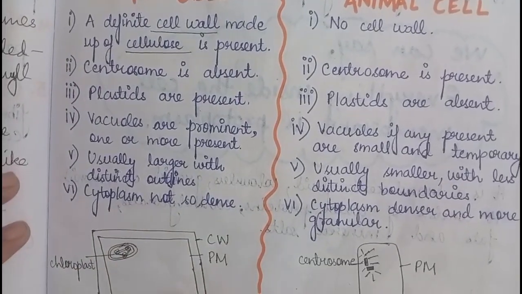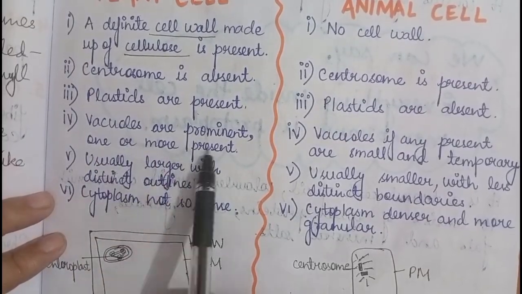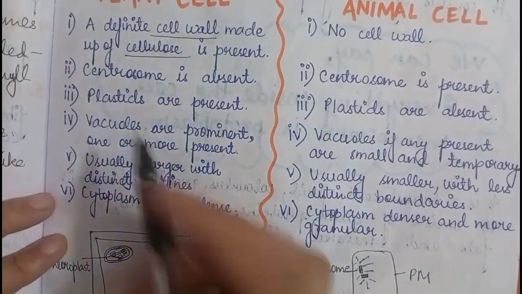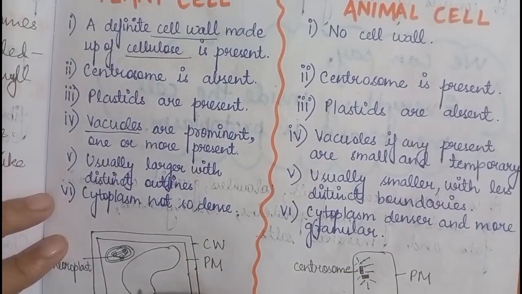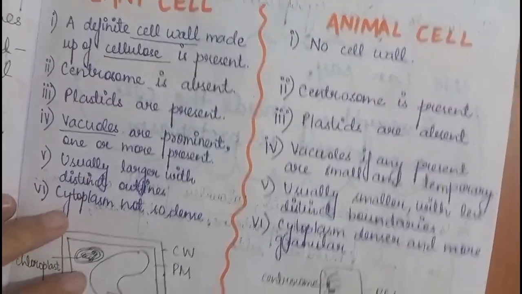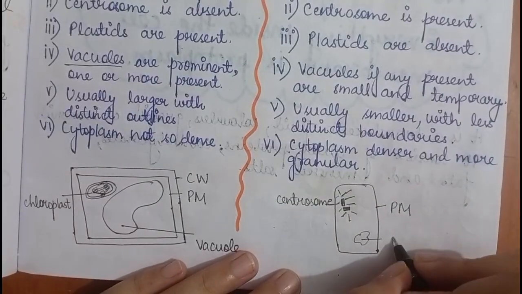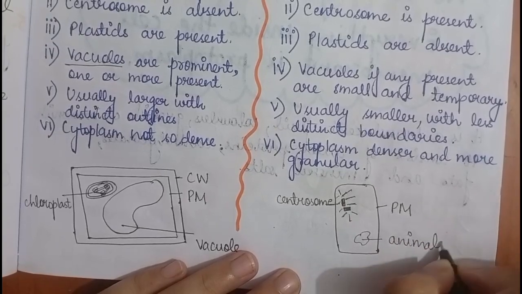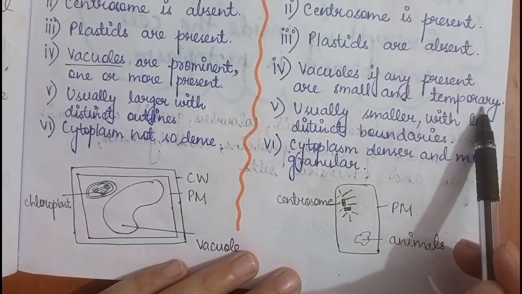Now next point, vacuoles are prominent, one or more present. Most of the area in plant cell is occupied by vacuoles. Suppose this is a vacuole. In case of animals, they are either absent, or if they are present they are very small and temporary.